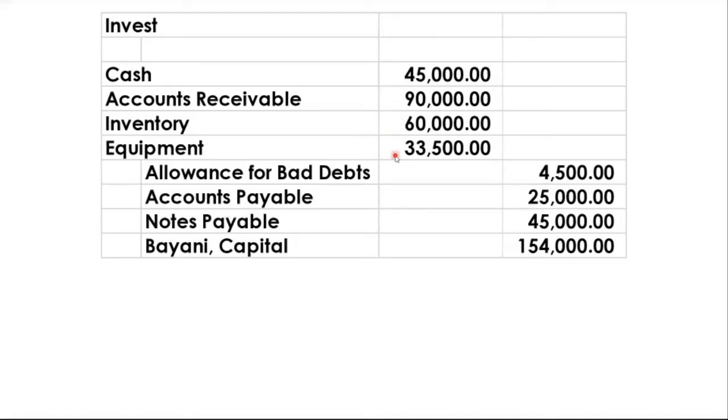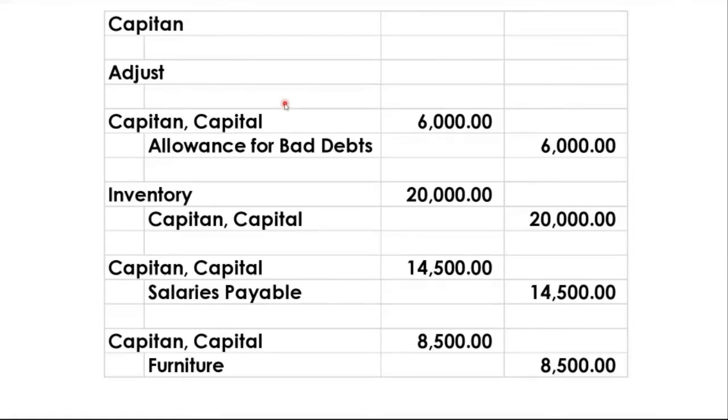Okay, and then finally, for Kapitan, we have 4 adjustments that will be for the 5% allowance, inventory increase, and recognition of salaries. Okay? That's why we have salaries here and it will be debited to capital. And then a credit to furniture for the decrease in the value of the furniture.